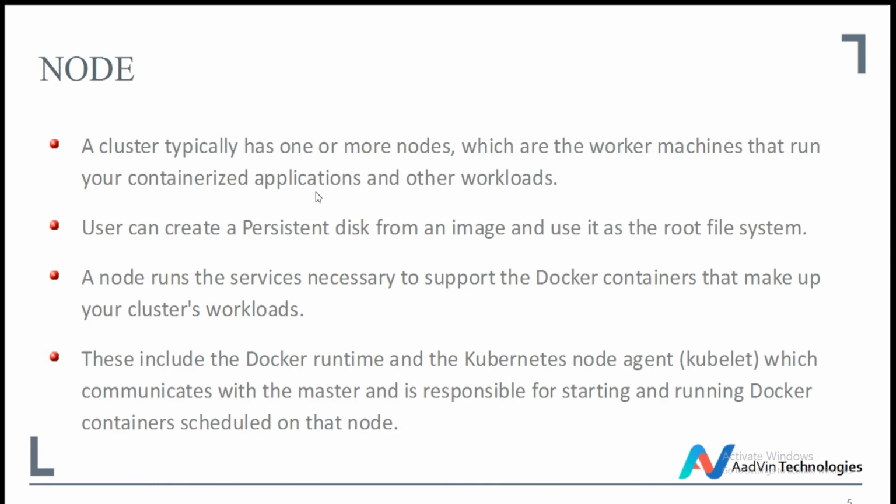So first one is node. A cluster typically has one or more nodes, which are the worker machines that run your containerized application and other workloads. User can create a persistent disk from an image and use it as the root file system. A node runs the services necessary to support the Docker containers that make up your cluster's workload. This includes the Docker runtime and the Kubernetes node agent, that is kubelet, which communicates with the master and is responsible for starting and running Docker containers scheduled on that node.